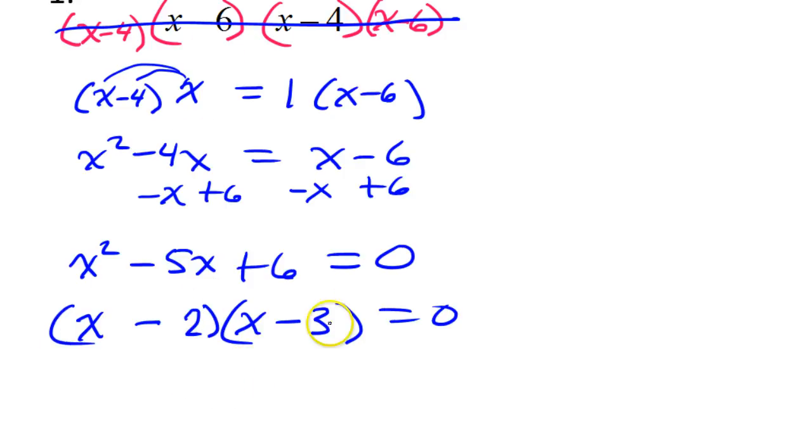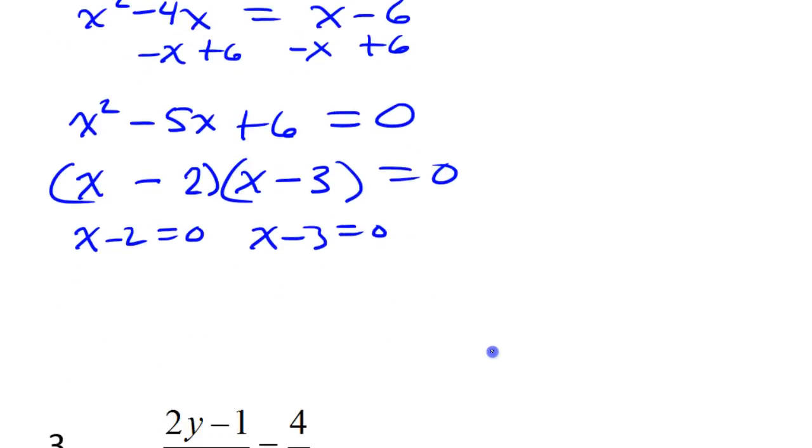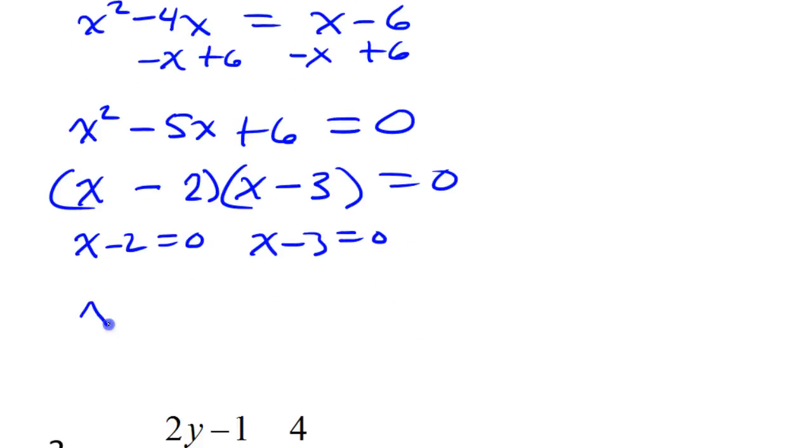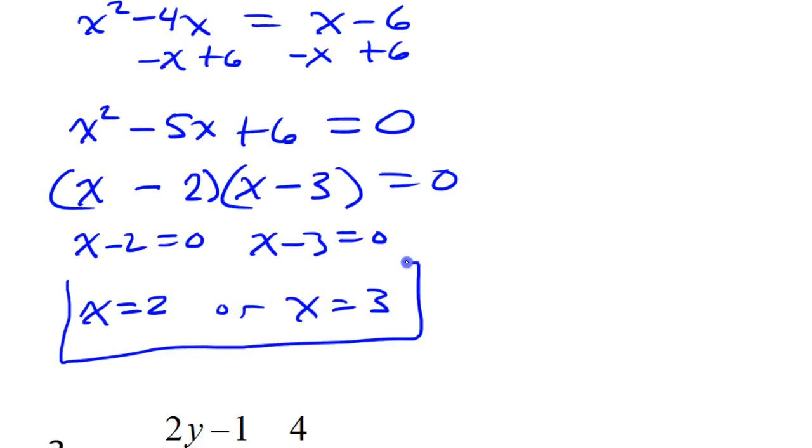Okay, so now that this is factored, I can set these equal to 0 in order to solve. That's your zero product property. So that gives us x equals 2 or x equals 3. So these are the two answers.